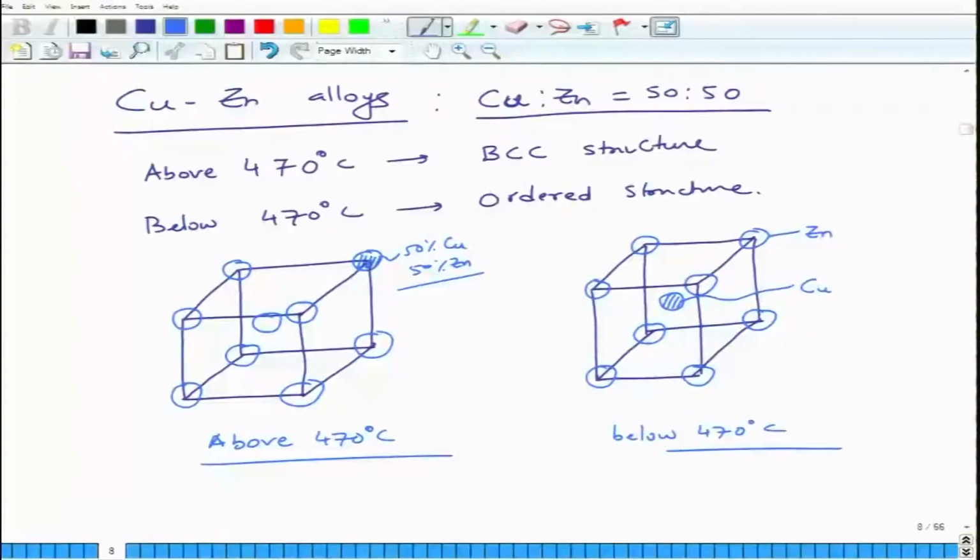In this case, below 470 degree centigrade, copper prefers to have zinc as a neighbor and zinc prefers to have copper as a neighbor, because this changes the enthalpy. Enthalpy depends upon the number of nearest neighbors, and the type of nearest neighbors. So, this is determined by thermodynamics, what will be stable. So, this is a disordered solid solution, this is the ordered solid solution. In a disordered solid solution, you cannot pinpoint and say that this is a copper atom or this is a zinc atom. There is a probability, okay.